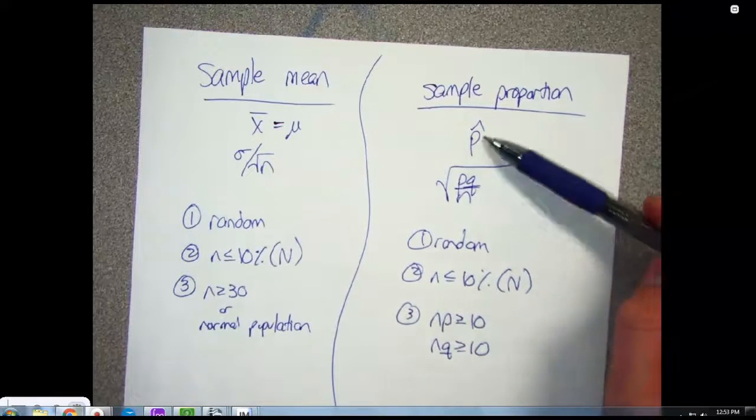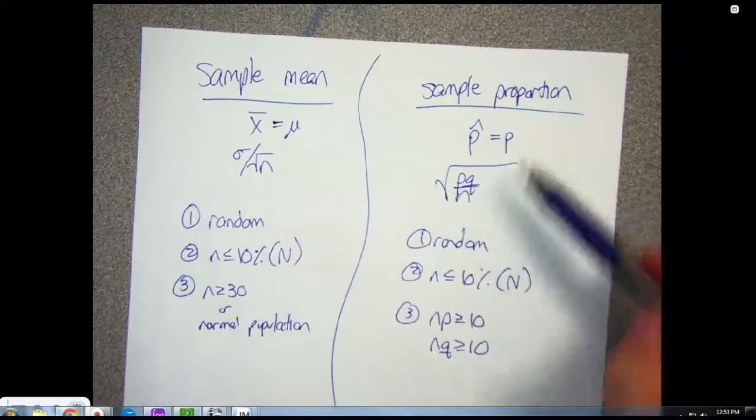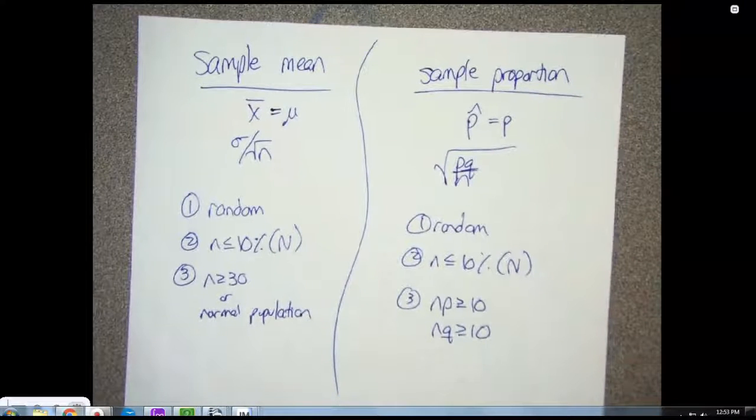For proportions, the sample mean is p hat, and that's equal to p as long as we're unbiased. And then the standard deviation is this, and these are the conditions that have to be met. So quite a bit of the test was knowing this stuff.